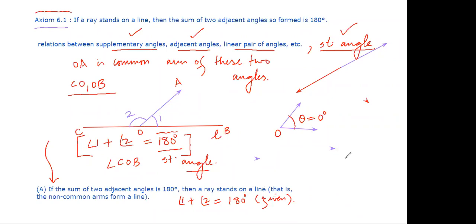So what he wants to say is that, let's say this is one angle, angle X, and there's another angle Y. The sum of these two angles is given, angle X plus angle Y is 180. Then a ray stands on a line. And which is that ray? This is the ray standing on this line. You may name this line L. Hence proved. Let's go further, students.